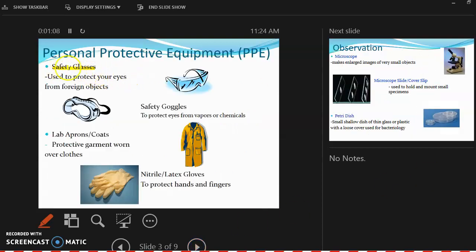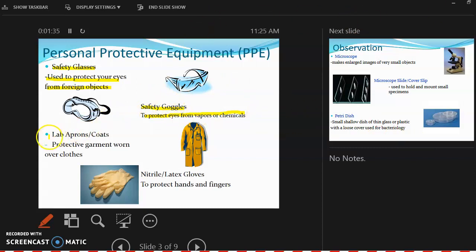So safety glasses. What are safety glasses used for? They are used to protect your eyes from foreign objects. Okay, this is what safety glasses look like. There is a difference between safety glasses and safety goggles. Safety goggles are to protect your eyes from vapors or chemicals. Understand that safety glasses are just for foreign objects and safety goggles are for vapors and chemicals.